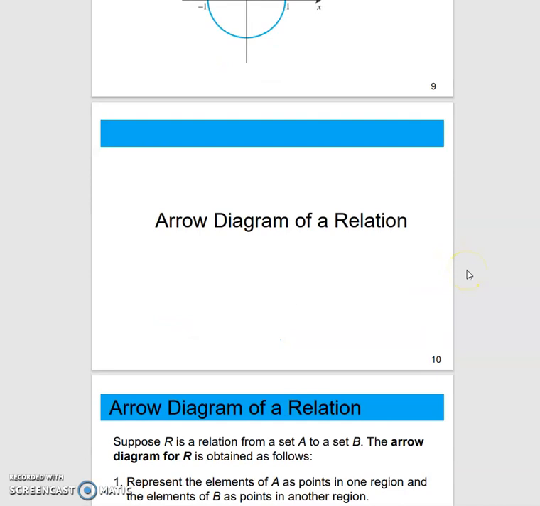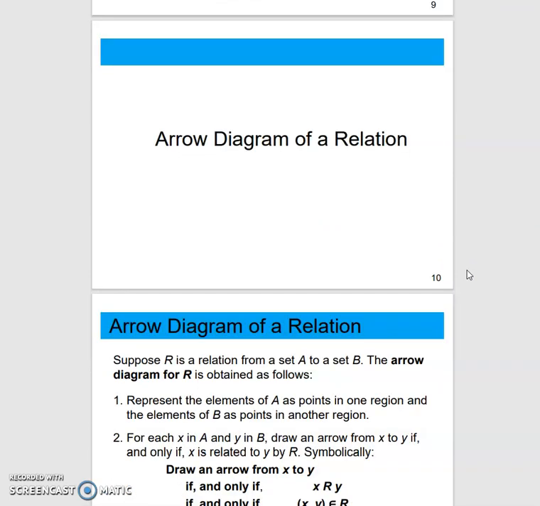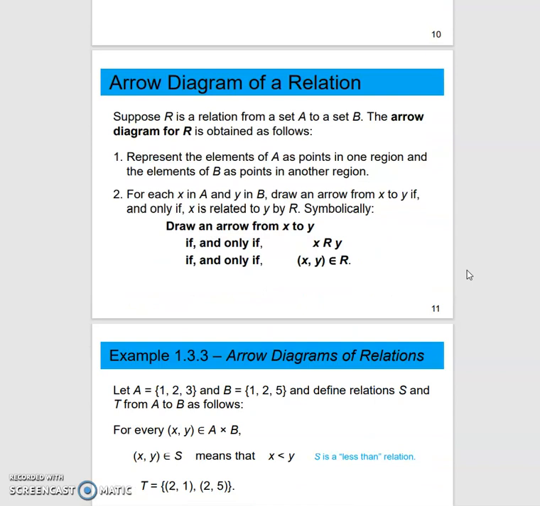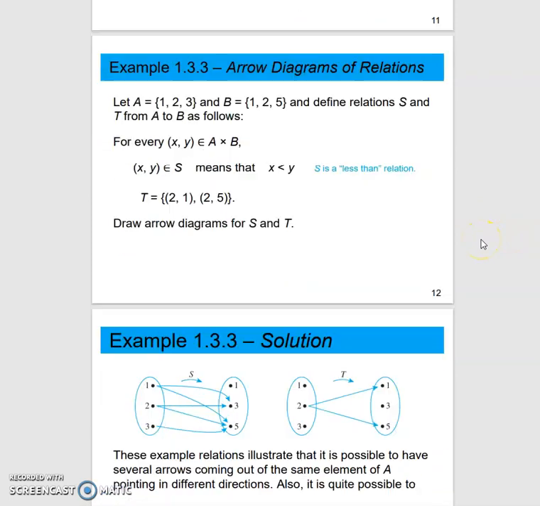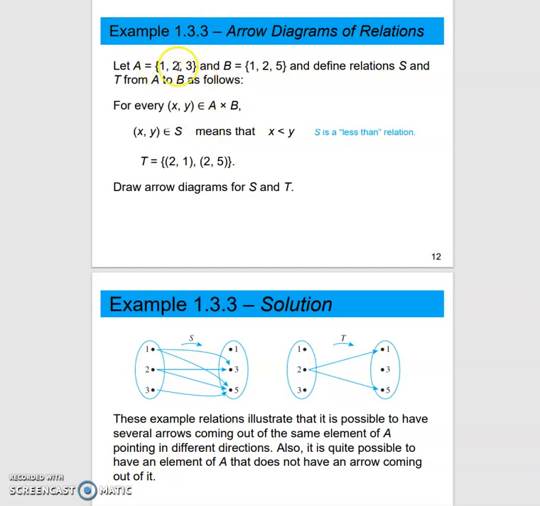Let's talk about arrow diagrams. You've probably seen these before, but you may never have actually done anything with them. The arrow tells us how the relation works. We draw an arrow from x to y if x R y. So here I've got A is {1, 2, 3}, B is {1, 3, 5}, and we're going to look at two relations. Let's start with S.